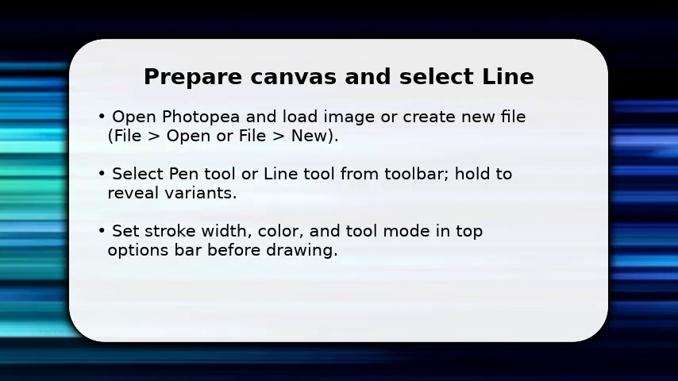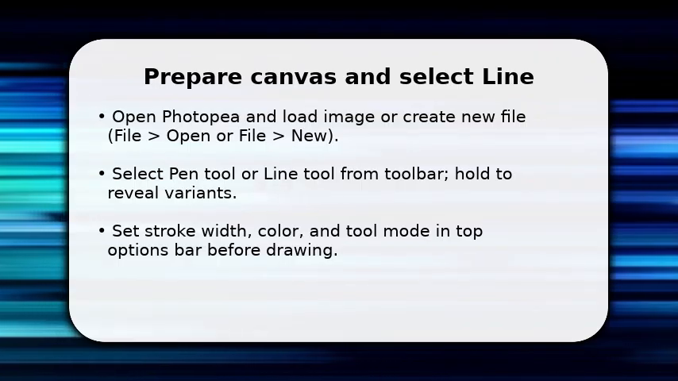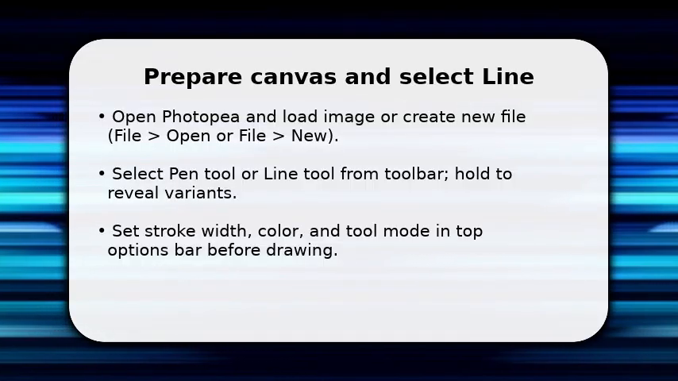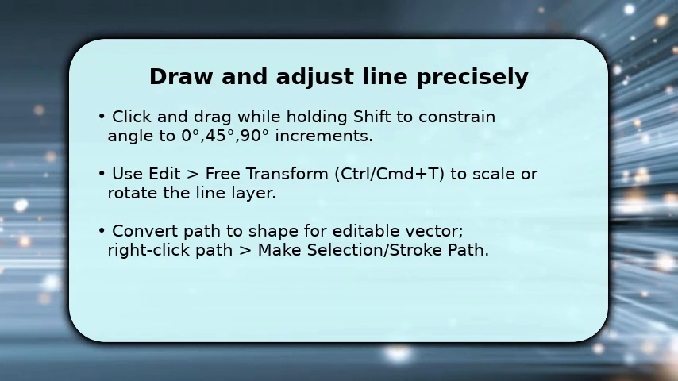Then set stroke width, color, and cap style in the options bar at the top so your line looks how you want. Once these basics are set, position the cursor where the line should begin and prepare to click and drag for a precise first segment. Now draw the line, click and drag.